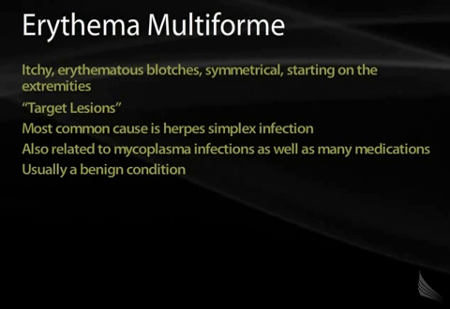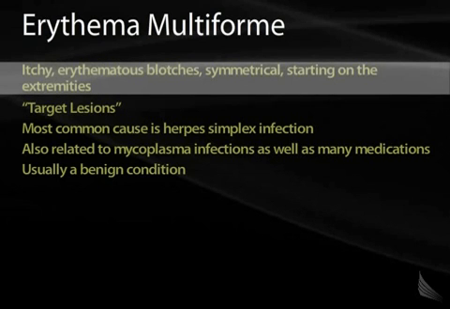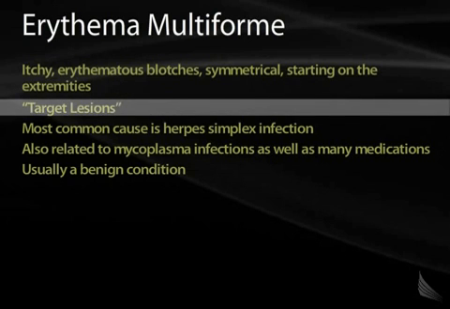Erythema multiforme is a very benign skin condition. It's mentioned here because it's thought to be a possible precursor to more serious skin conditions. It's composed of itchy erythematous blotches that are symmetrical. Usually if it's on the right side, it'll also be on the left side. And they usually start in the extremities, in the hands and the feet. The classic board catchphrase is target lesions. So if you see target lesions in a patient, think erythema multiforme.